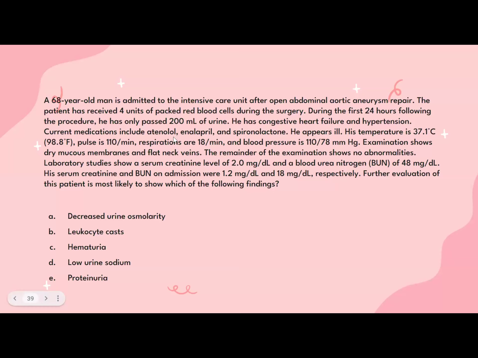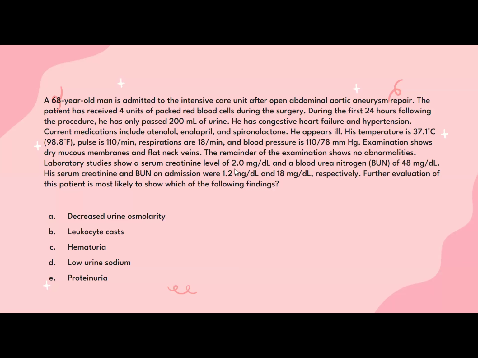We're thinking of the fact that he received 4 units of packed RBCs means that he lost a lot of blood in the middle of his procedure, right? What do you think can happen then? Hypoxia can happen, hypovolemia could happen, and he's only passed a small amount of urine, which furthers our differential of hypovolemia, right? Flat neck veins, dry mucous membranes. So we're thinking most likely of an AKI, especially with oliguria. Now, what kind of AKI could this be? Could this be pre-renal, intrinsic, or post-renal?